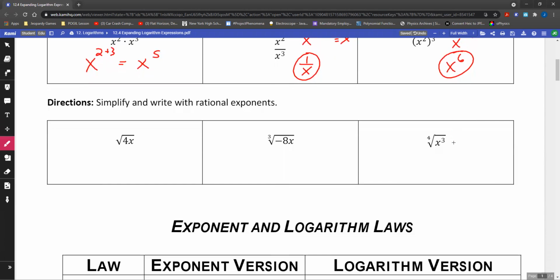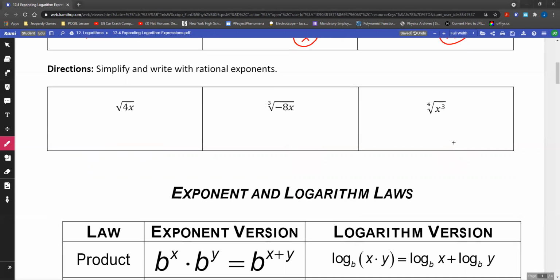Down here, now they want us to simplify these terms, and they want us to use rational exponents. For this first one, there's actually a few ways I could go about doing this. I think the way that I'm going to want to do it is to first take the square root of 4. So I'm going to end up having this. Taking the square root of 4 just makes it into a 2, pulls it out of the radical. So I have 2 radical x.